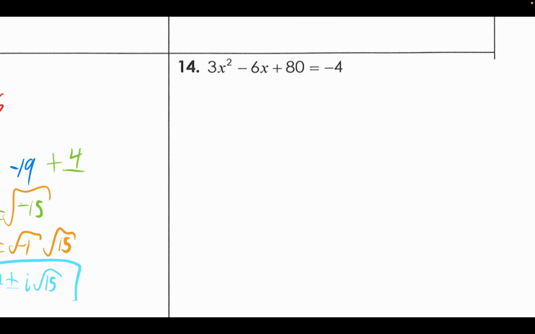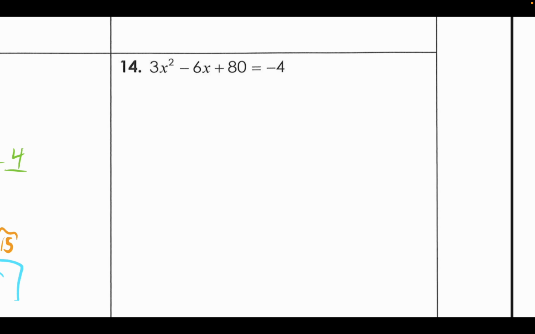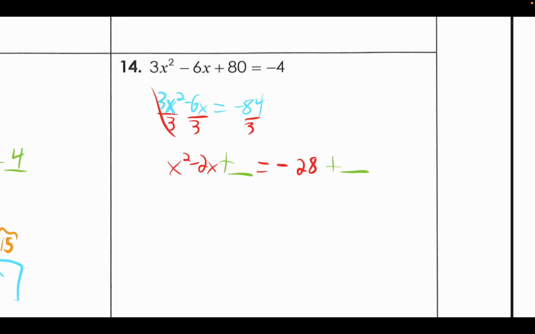Number 14, we have to subtract 80 on both sides in order to get this in the correct order we want. And we get 3x² - 6x = -84. Notice I didn't bother writing the plus blank yet because I still need to divide everything by 3. And I get x² - 2x = -28. I actually wrote the right number this time as well, which I've been messing up before. Put the plus blank on each side, knowing I'll need it.